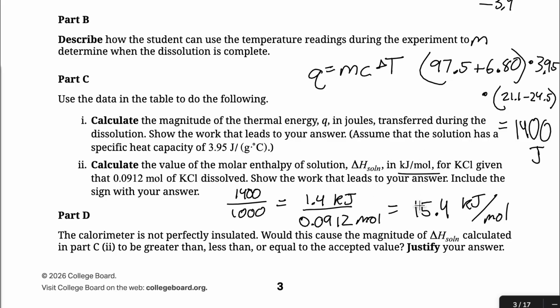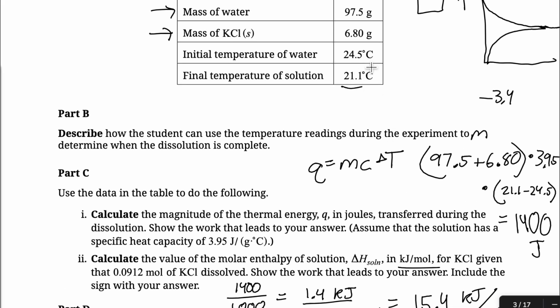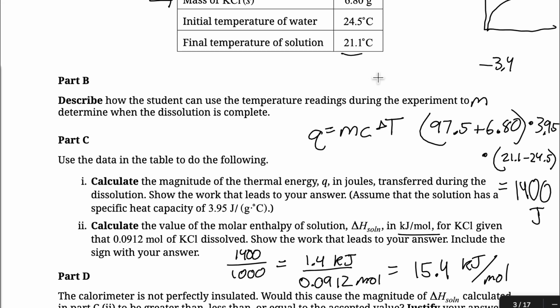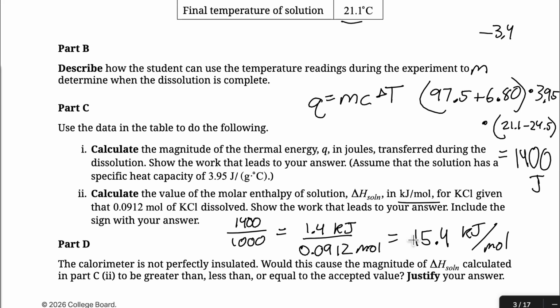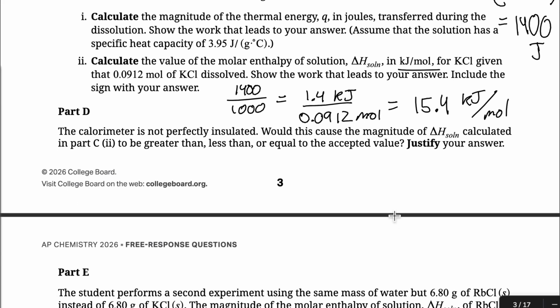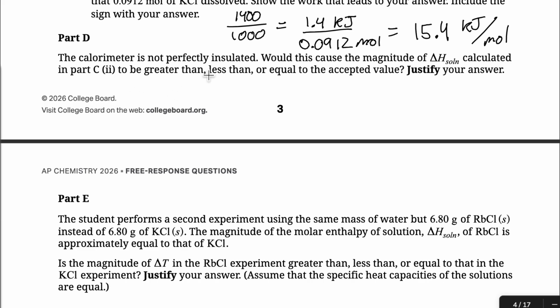And then you also need to consider the sign. Since your solution got colder, that means your surroundings got colder, meaning that your particles got hotter. So your particles absorbed heat, so it's a positive sign. Part D says the calorimeter is not perfectly insulated.